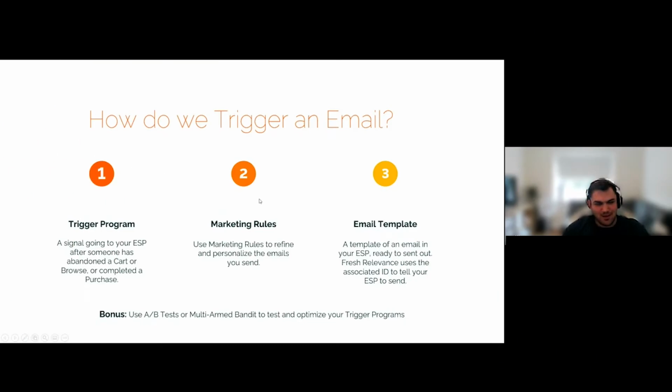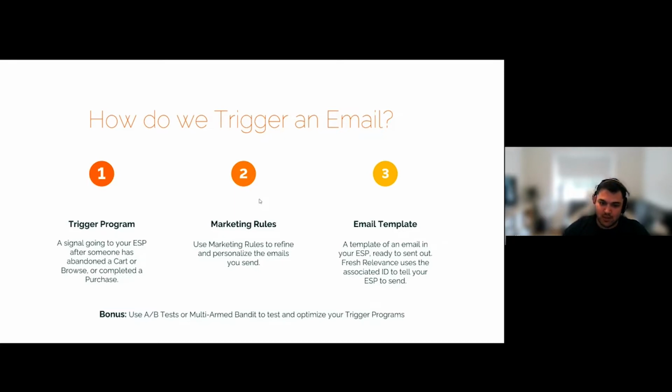So then, this is a nice, simple slide of how exactly we trigger an email and all the components that come together to make that happen. First of all, we have a trigger program. Essentially, a trigger program is a signal going to your email service provider after someone has abandoned a cart or a browse or completed a purchase.